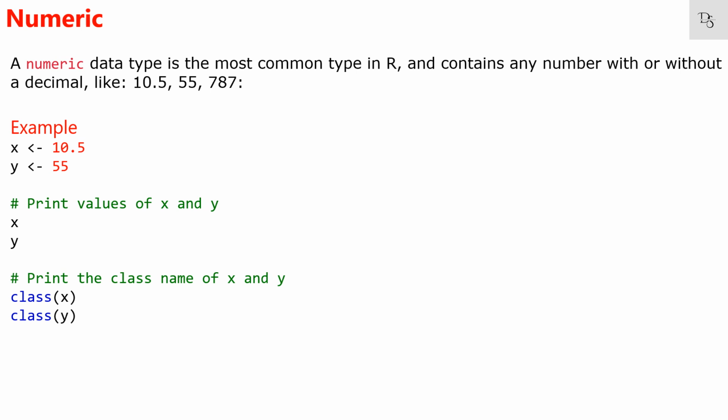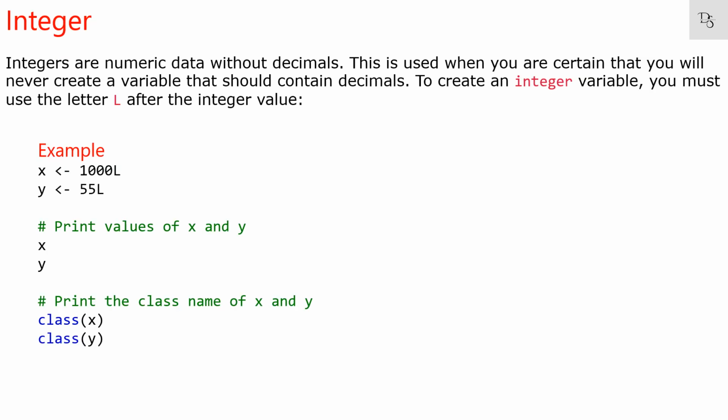Numeric data type. It is the most common type in R and contains any number with or without a decimal. For example, x equals 10.5 and y equals 5. If we print x and y, we get 10.5 and 5. If we print class of x and class of y, we will get the numeric data type. Next, integer. In integer data type, we mention the letter L to determine it is an integer value.